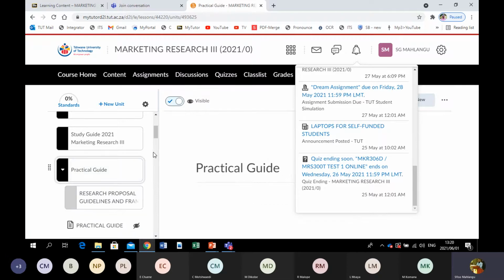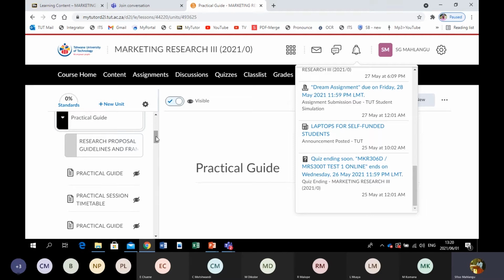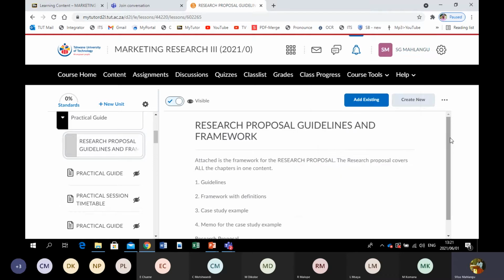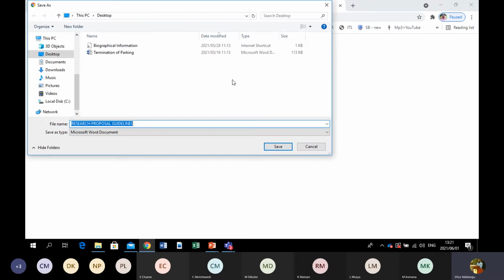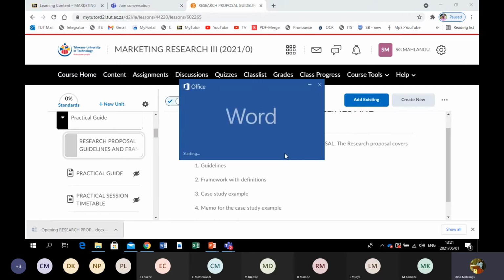Okay, it could also be under practical guide. Let's see. Yes. Okay, sorry about that. It's under practical guide. So please make sure you are able to get this. So under practical guide, you want to download research proposal guidelines and framework. Let me quickly close here. And then it's going to tell you about the research proposal here. So when you click this research proposal, it's going to download the document as it's doing on my side here. I'm quickly going to save that and then I open it.